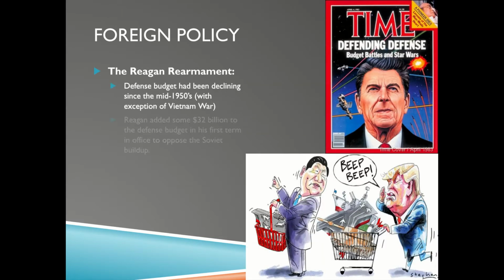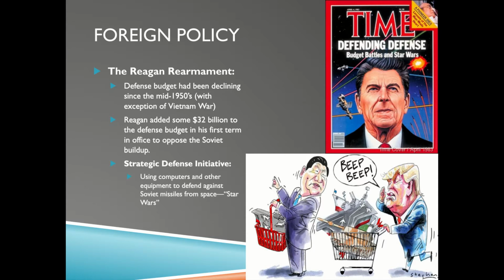And from there, we get to the 80s with Ronald Reagan and the Reagan rearmament. The defense budget had been declining since the 50s, with the exception of during the Vietnam War. Reagan adds $32 billion to the defense budget in his first term in office to oppose the so-called Soviet buildup of weapons. Reagan took billions of dollars from public education and moved it into the military.